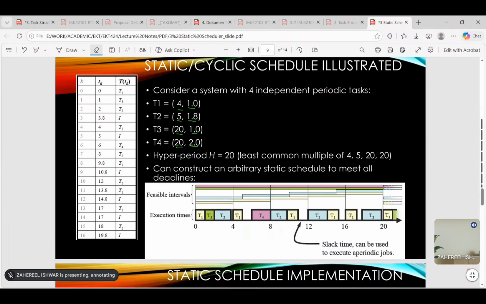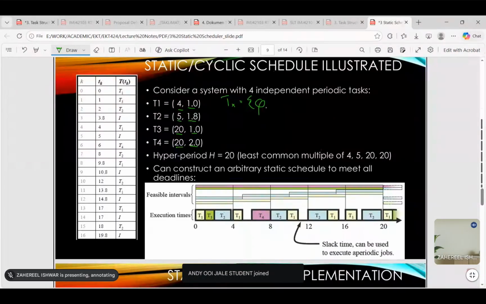Because earlier I told you, we denote T sub X by, first the phase value, second the period, followed by execution time, and then capital D. But now I'm only giving you 2. Why is that? Because we always assume P equal to D, so we drop D. And we always assume phase value equal to 0 unless mentioned otherwise. So we are left with P and E. All right?